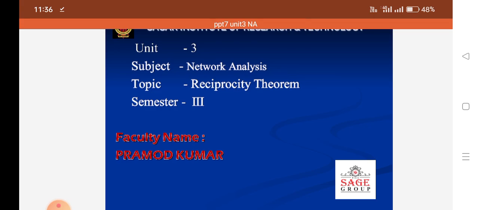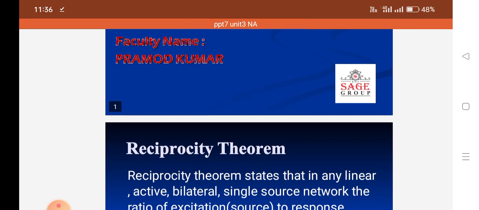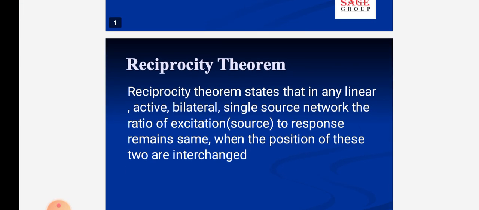Today I am going to present reciprocity theorems. Reciprocity theorem states that in any linear active bilateral single source network, the ratio of excitation, means source, to response remains the same when the positions of these two are interchanged.